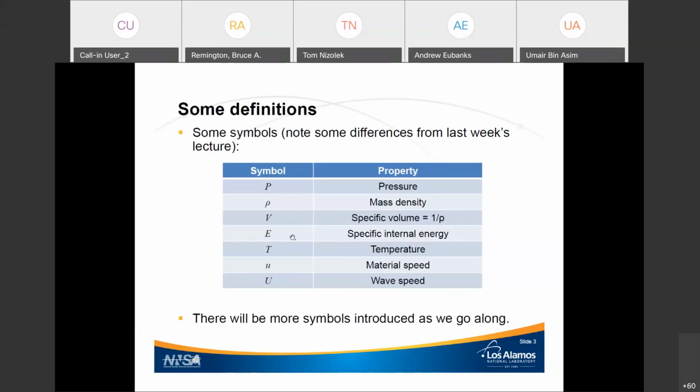T is temperature. U is now always going to be material speed, or, because I'll be mainly speaking in one dimension, I will be using speed and velocity almost interchangeably. That's a fairly common thing in shockwave work, and there's a reason for that. And finally, capital U will always mean a wave speed. There are going to be more symbols as we go along, so I'll try to define them when we come across them.